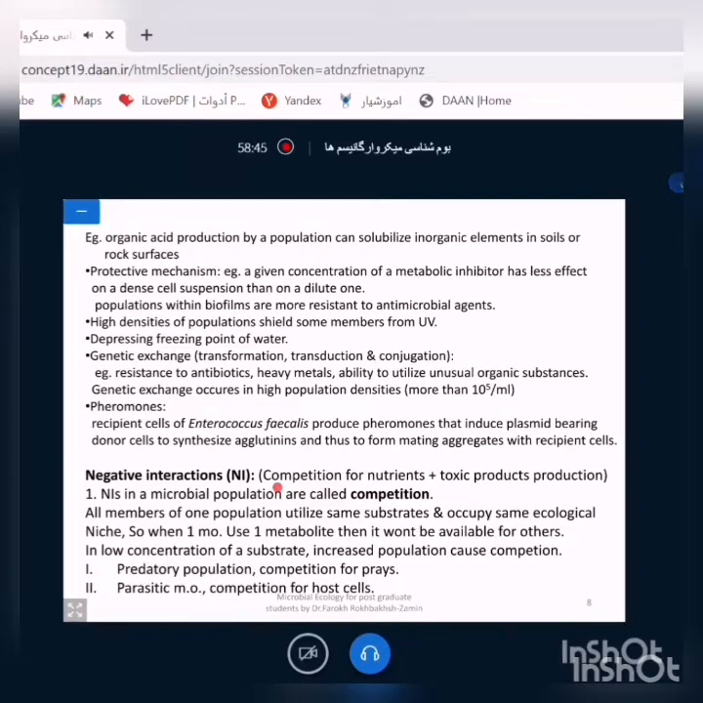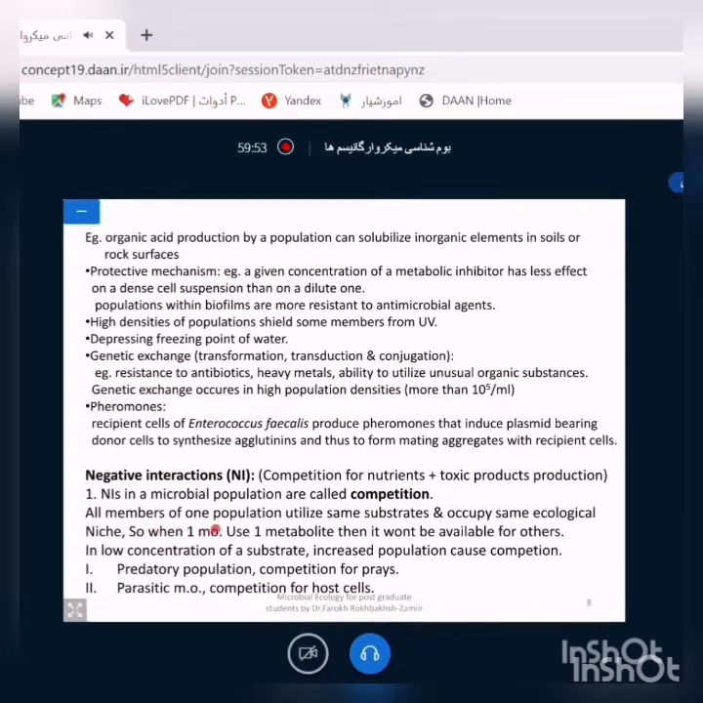After using food, when there is not sufficient food, they go through competition. It is one problem for bacteria. The other one: if a substance is toxic after metabolism for one microbe, it is toxic for all, because we have one population and all microbes are the same. If one matter is good for one, it is good for all. If one matter is toxic for one, it is toxic for all. Okay? So these two things. First, we discuss competition. Negative interactions in a microbial population are called competition.